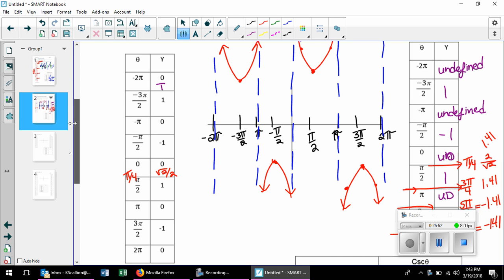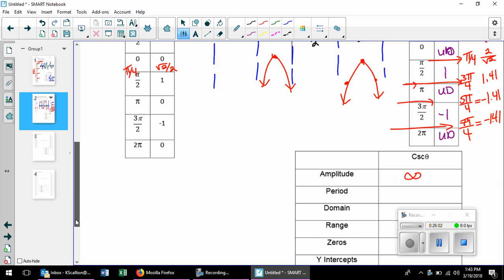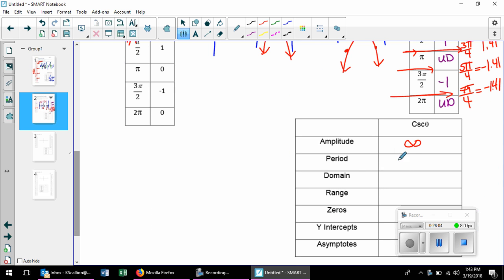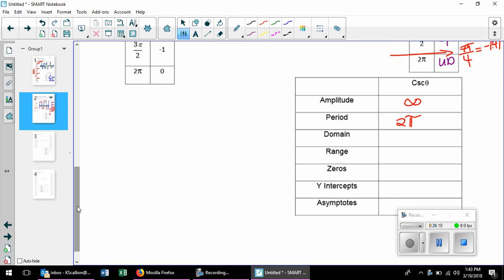If you go back up to the tangent function, it was the exact same thing repeating every time within that pi. So the period of this graph is going to be 2 pi. I forgot I taught this to you guys. Domain, what's the domain? x is an element of the real numbers, and we're going to do an exclusion statement.